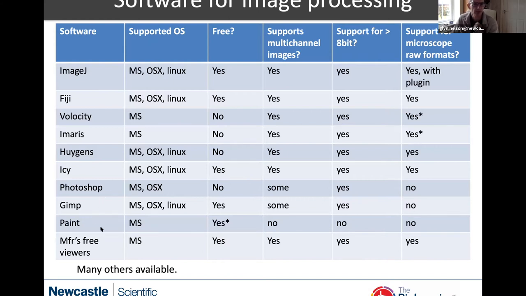At the bottom here, I've listed common photo manipulation tools: Photoshop, GIMP, and Paint. Paint is not worth considering; it's absolutely appalling. It's very minimal in what you can do with it. GIMP is essentially a free version of Photoshop, is a way of thinking of it. It's a free platform independent tool.